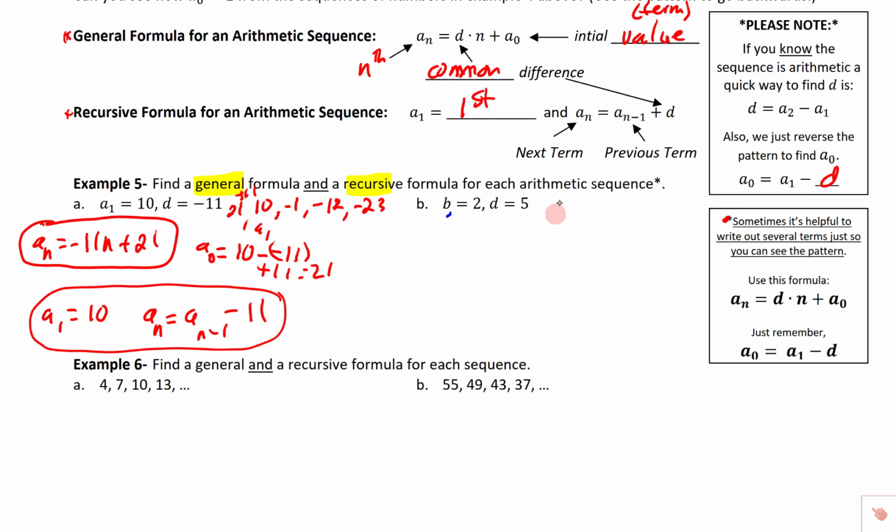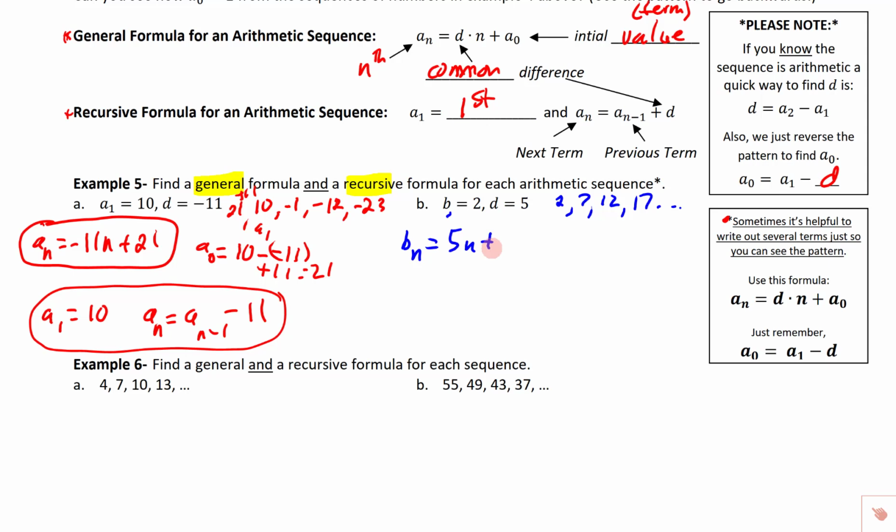So that means we start off with a 2, and then we're going to add 5, plus 5. So this is going to be a 7, this is going to be a 12, this is going to be a 17, and then we could just continue that way. So the formula, the general formula, the nth term formula, explicit, whatever you want to call it, is going to be b sub n. We're going to take the common difference of 5, multiply it by n, and then add the 0th term.